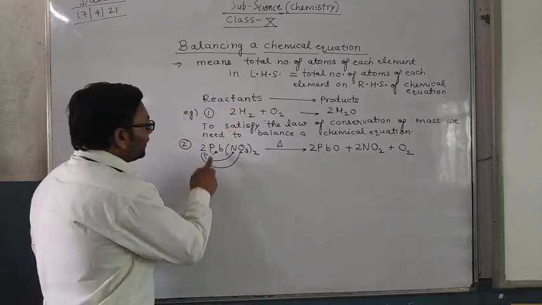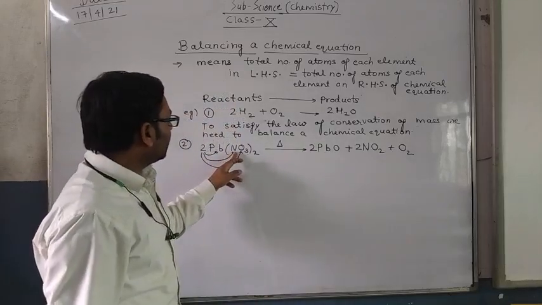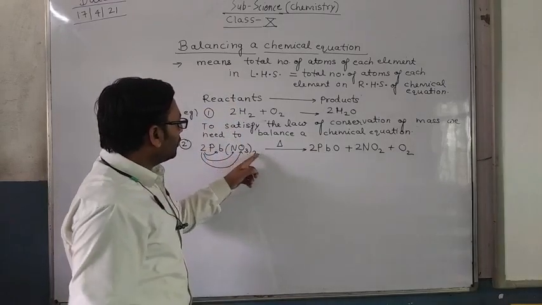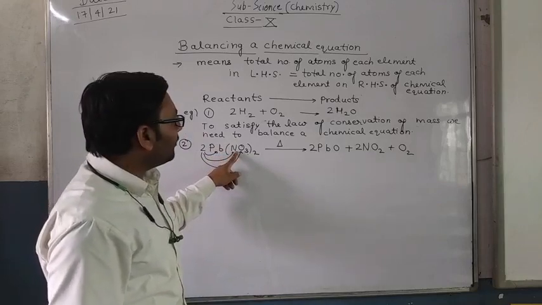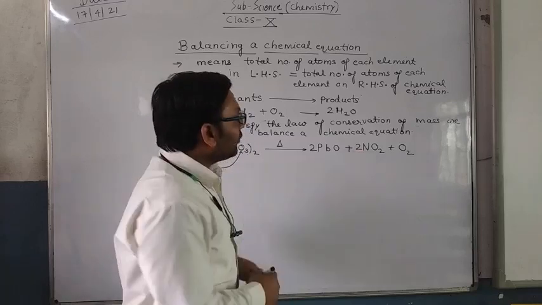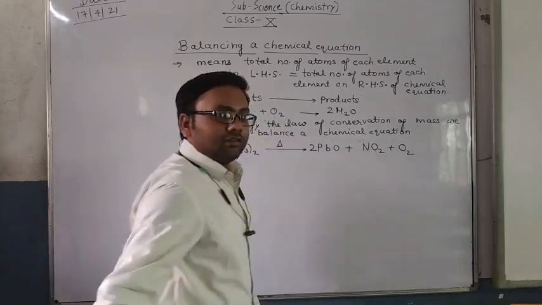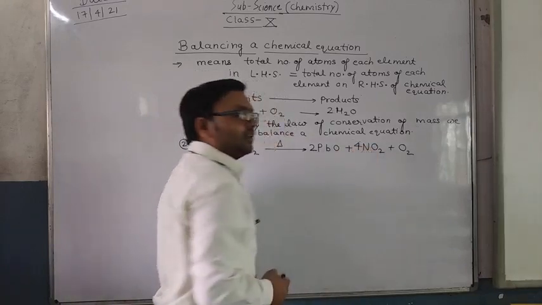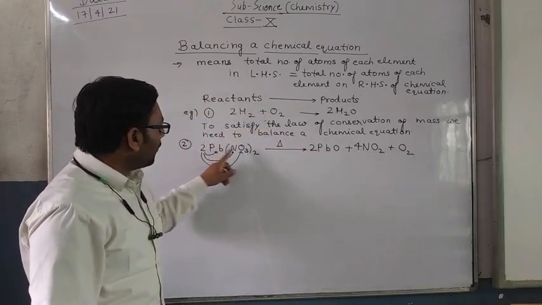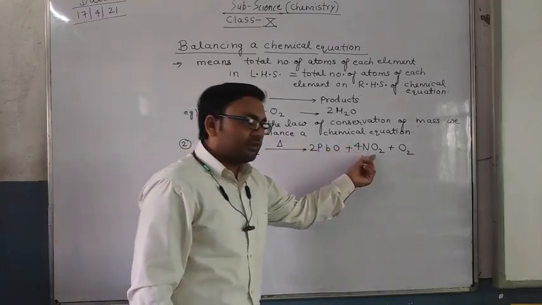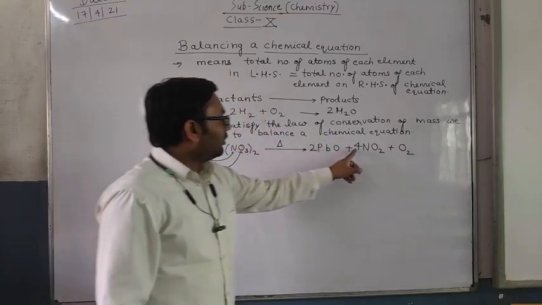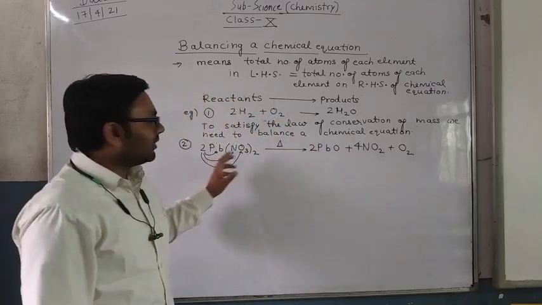After that we have to see the number of atoms of nitrogen. You can see the number of atoms of nitrogen will be 2 times 2, so the total is 4. Now here there are only 2 nitrogen atoms. To balance it, we remove this coefficient and use 4 here. Now the number of nitrogen atoms is 4 on the left hand side, and on the right hand side it is also 4. Now it is balanced, lead is balanced, nitrogen is balanced.